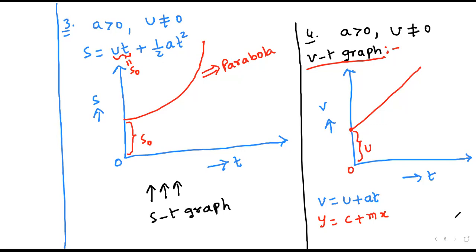Next, for the same a greater than 0, now I will consider u equal to 0. That means both the graphs will start from the origin, in the same non-uniform motion, accelerating.